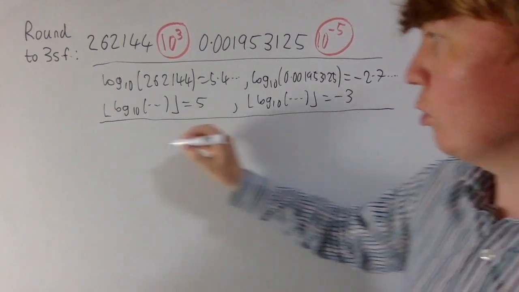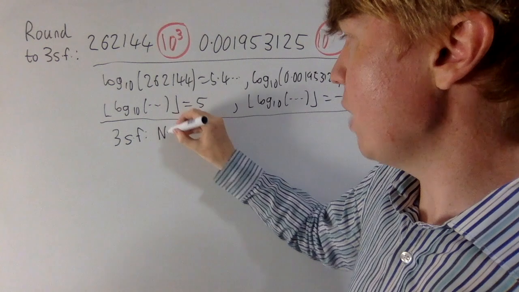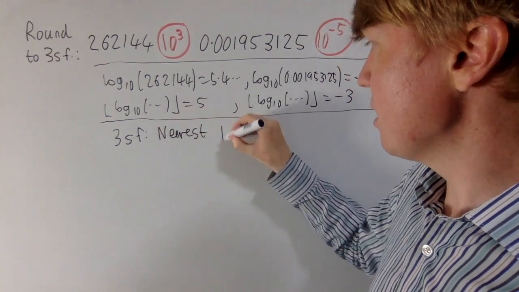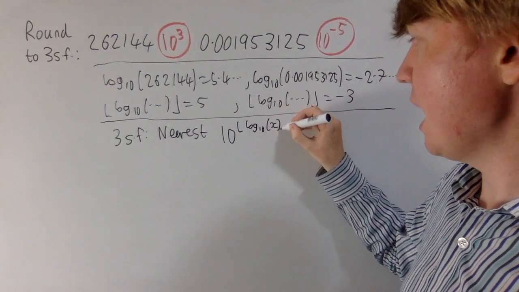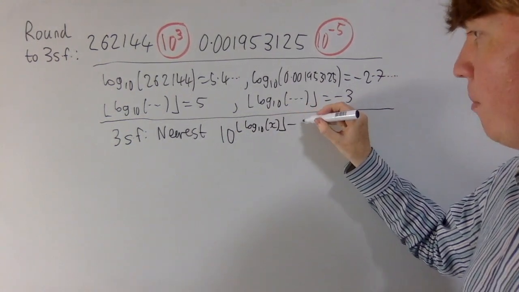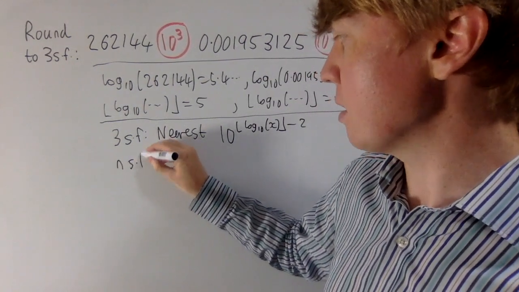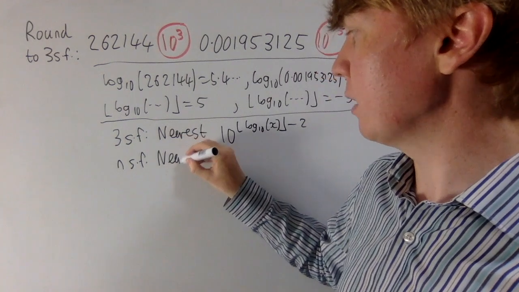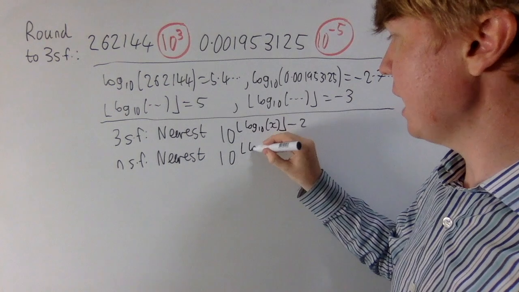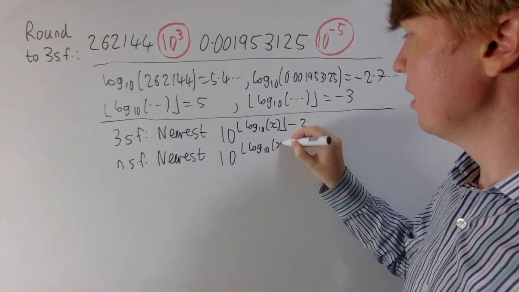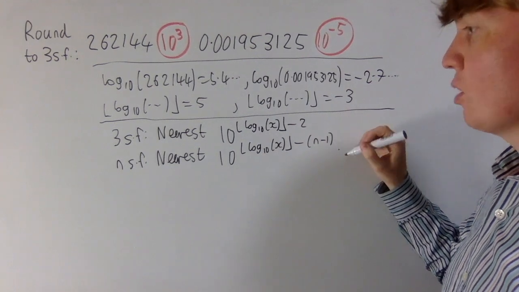So let's write out this rule. If we're rounding to 3 significant figures, we basically just need to round to the nearest 10 to the power of the floor function of log to the base 10 of x, where x is the number that we're rounding, then minus 2 from that. And we can generalize this to n significant figures, so you can check if you like. All this means is we're rounding now to the nearest 10 to the power of, again, the floor function of log to the base 10 of x, our number, then taking away n minus 1.